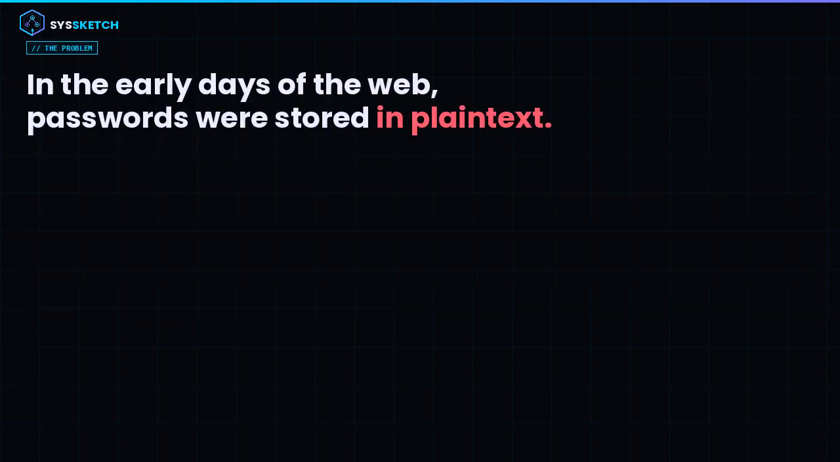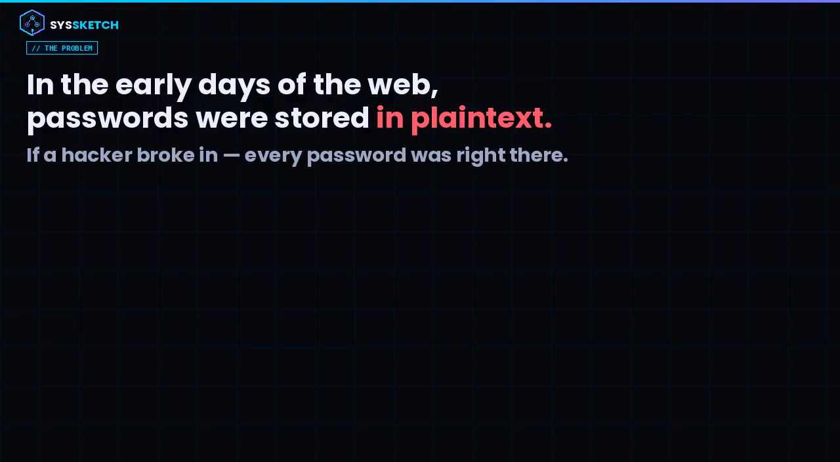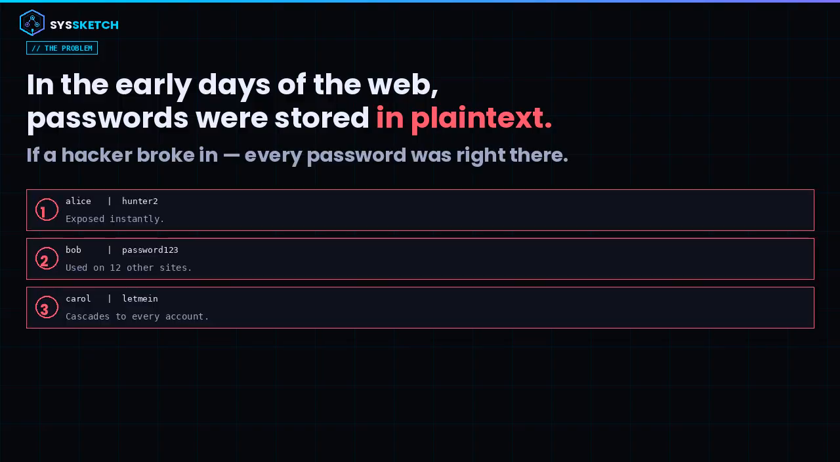Let us get concrete about why this matters. In the early days of the web, websites stored passwords exactly as you typed them, plain text. If a hacker broke into the database, every single password was right there to read. This happened, repeatedly. Major services were breached, and millions of raw passwords leaked onto the internet. People reuse passwords across accounts, so one breach cascades into dozens. Engineers needed a way to verify that you knew your password without actually storing your password.